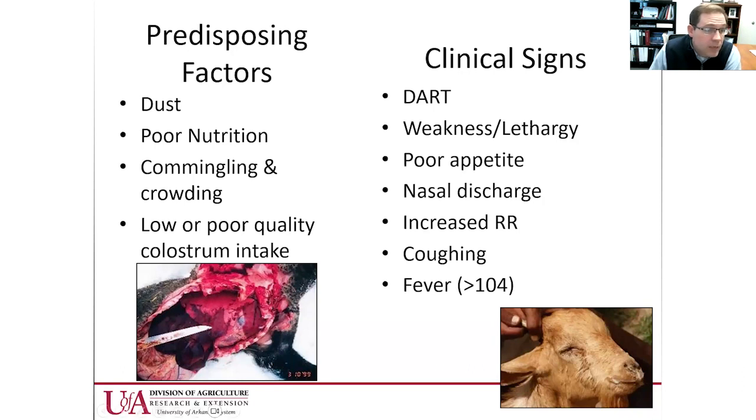Their nutritional plane can obviously decrease their immunity or resilience against having something like respiratory disease. And especially if we commingle a lot of animals from different farms of origin or different flocks, and they've not been together, and we bring those together, then that is a key stress factor that will precipitate problems, usually with respiratory disease.